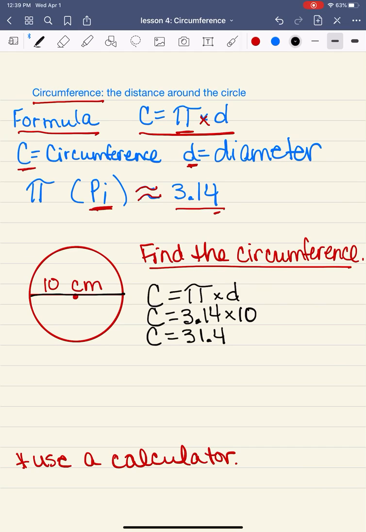Since it's a distance, it will be centimeters, not centimeters squared. That would be area. And remember, you can use a calculator. Even on your assignment today, if it doesn't have the calculator, which I think it will, on the screen, then you can use your own calculator.